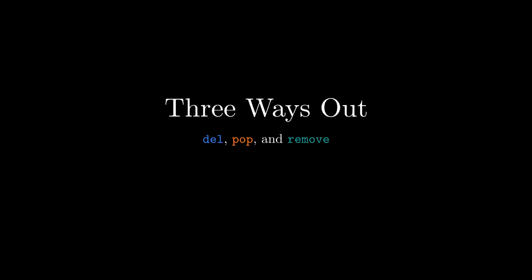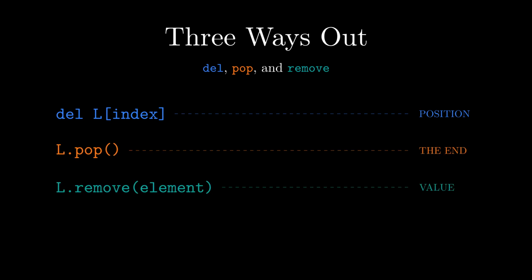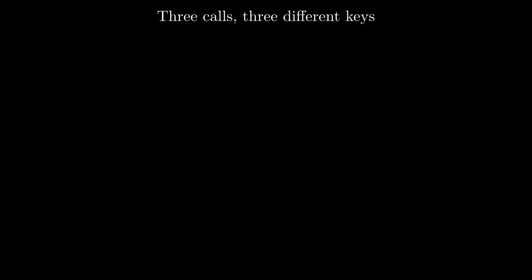You already know how to make a list bigger. Now the other direction, taking elements out. Python gives you 3 ways to do it: by position, from the end, and by value. They look alike, they all mutate the list in place, and exactly one of them hands the removed value back to you. Start with the syntax.